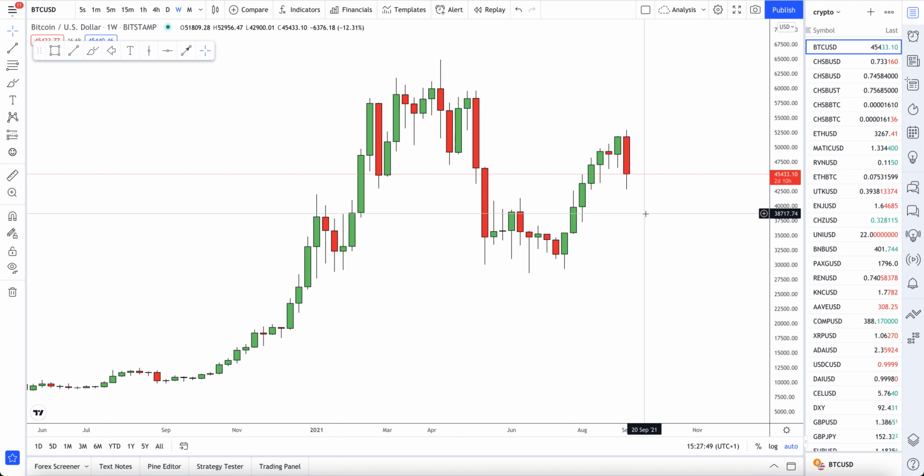We'll take this off because we don't need this. It's just a visual for now. So like I said, there is liquidity down here. We're going to go into all of these candles now and try to figure out where we stand.